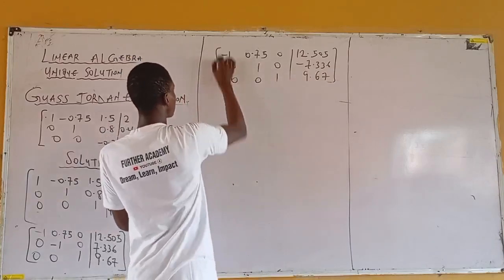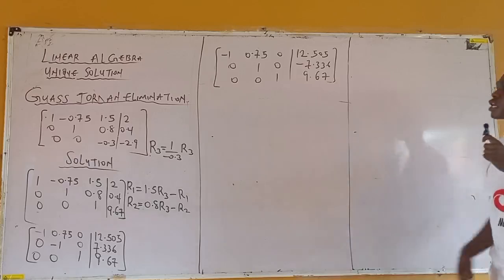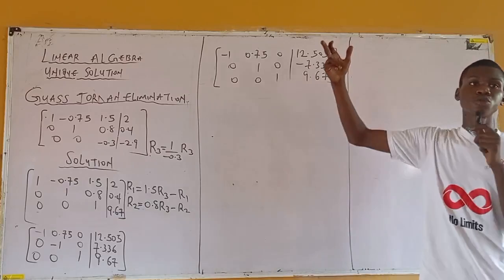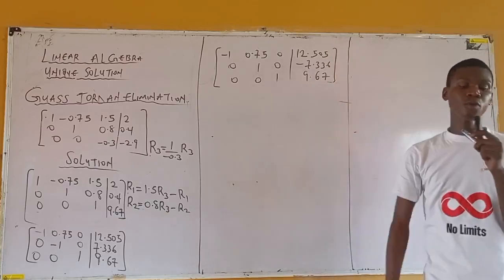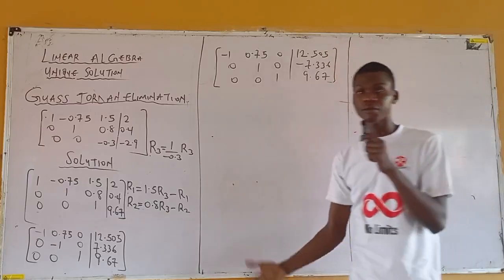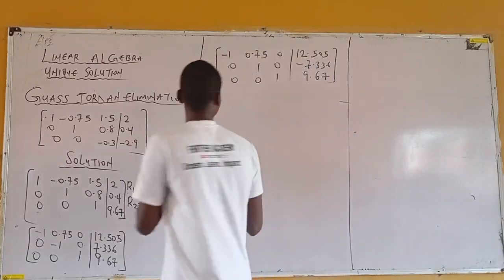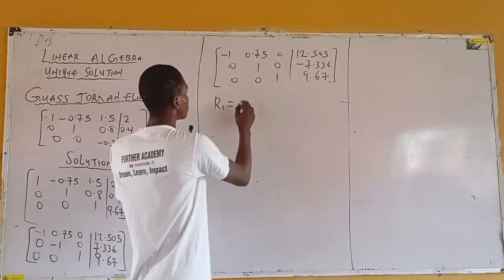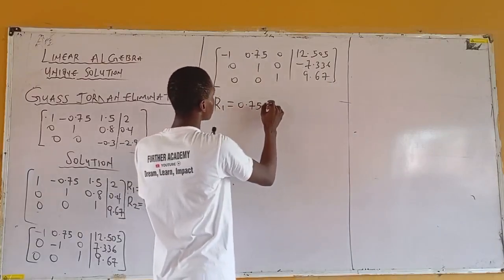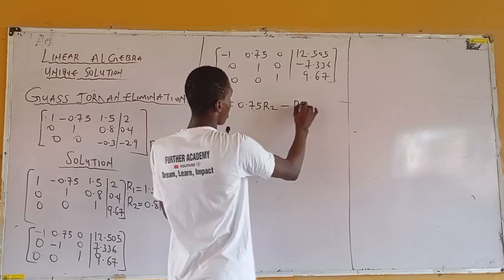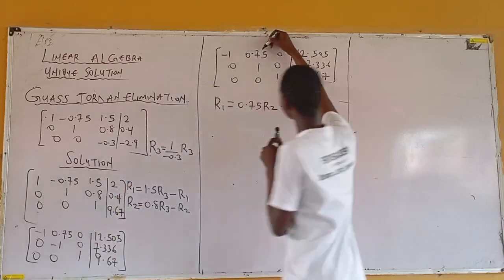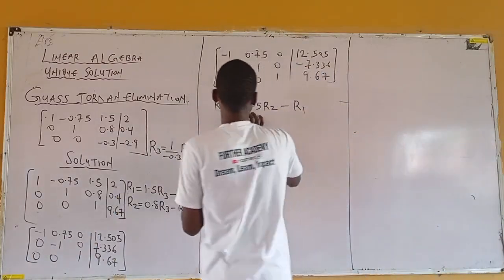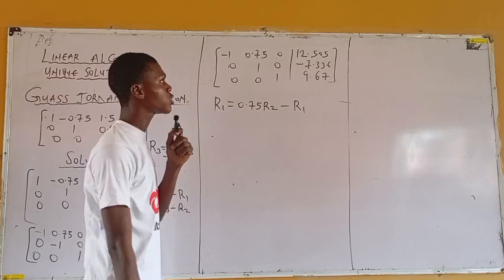Your pivot in this case is 1. Once you've identified that your pivot is 1, what do you want to use that one to do? The number above it should become 0. And what's the number above it? 0.75. So what will be your manipulation? So R1 is equal to 0.75 R2 minus R1. To make 0.75 become 0, this is the condition. Now let's solve for this.